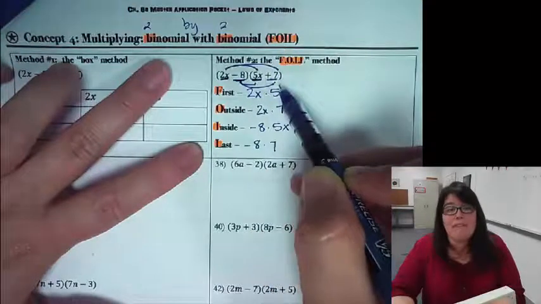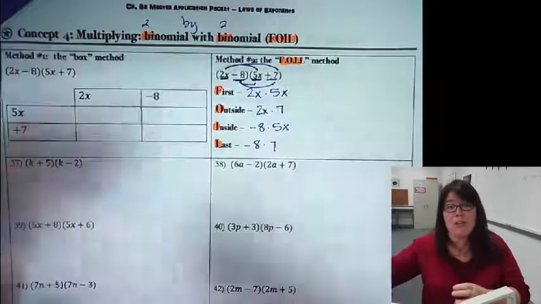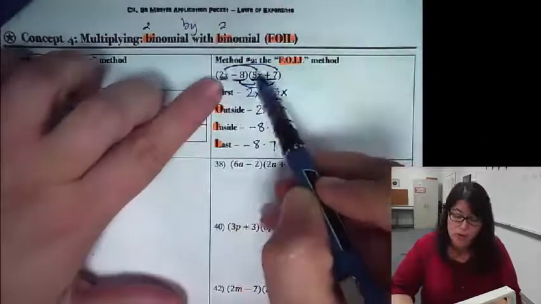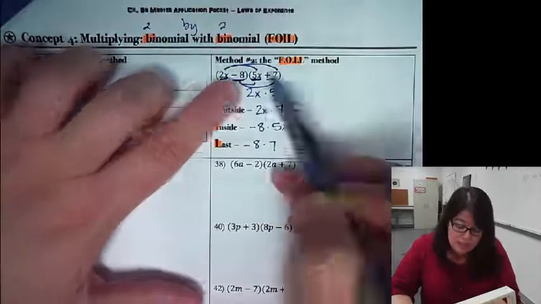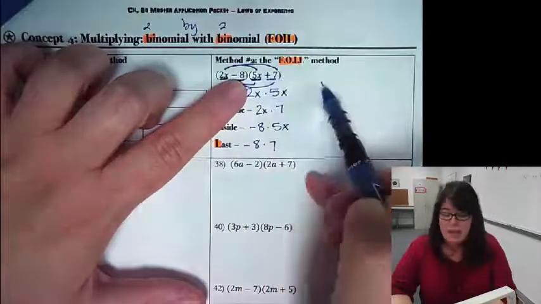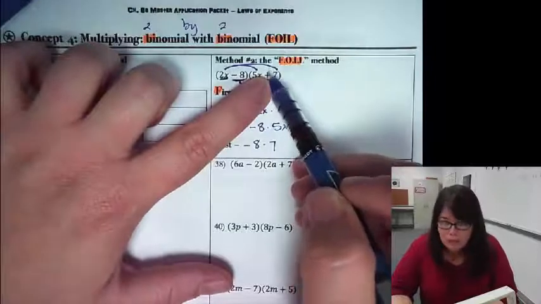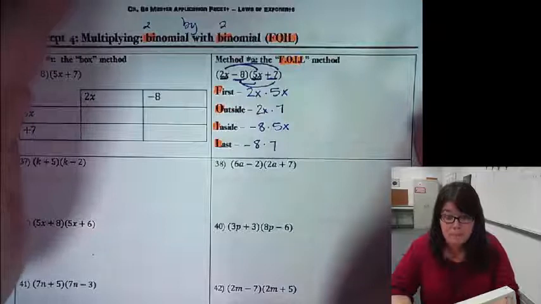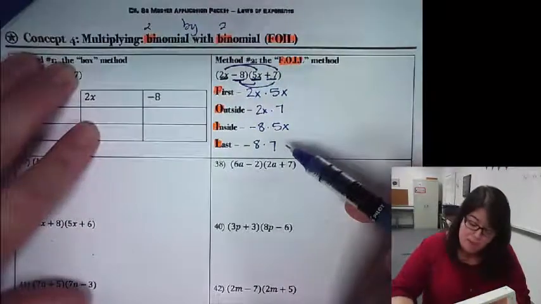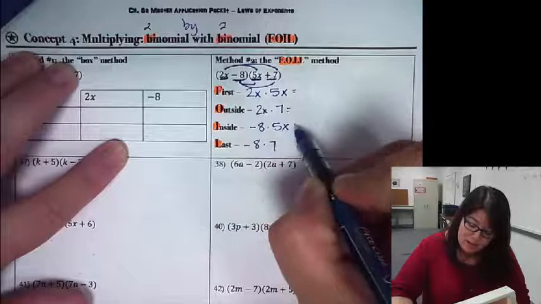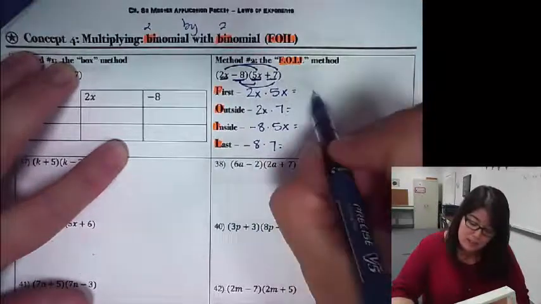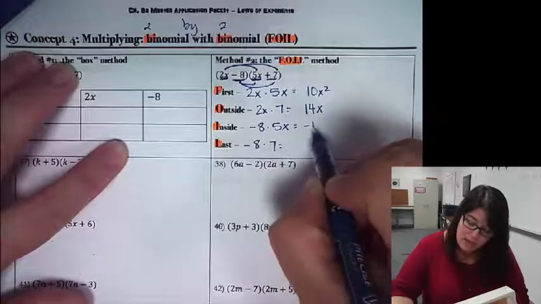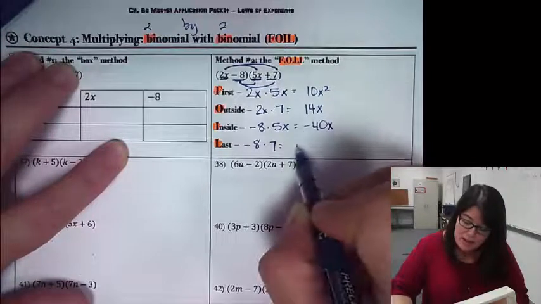And although it doesn't have a fancy name, if the polynomials were bigger, we would still distribute the first term to every other term, distribute the second term to everything, distribute the third term to everything, because that's really all that multiplication is when you're multiplying polynomials. So that is the FOIL method. If we went through and did all this multiplication, this would be 10x squared, this would be 14x, this would be negative 40x, and then negative 56.